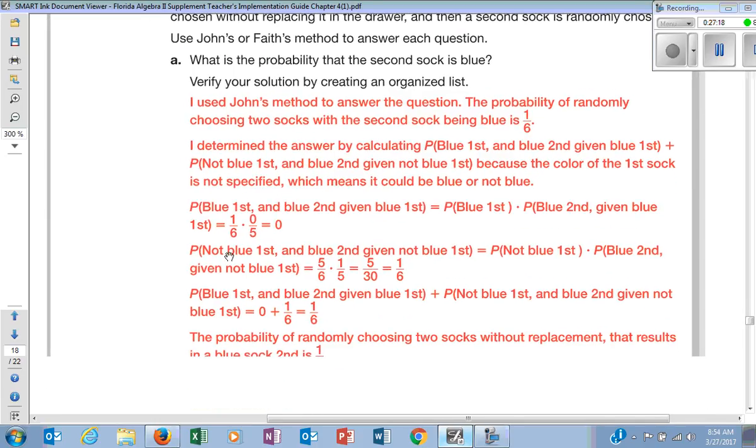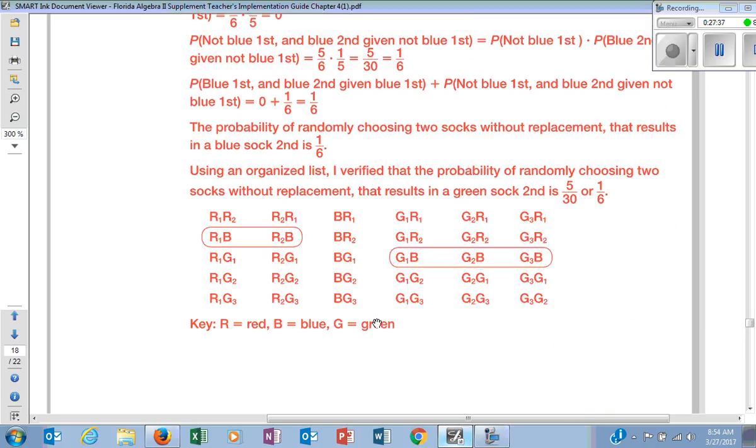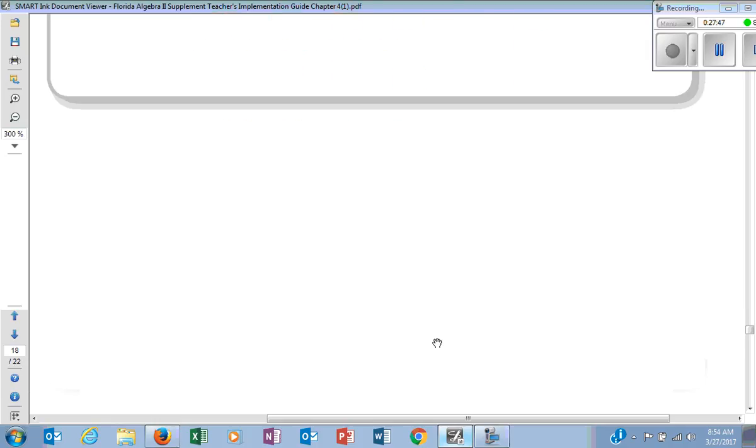So what's the chance of me pulling not a blue first? 5 out of 6. And then pulling a blue second? 1 out of 5, because I assume I pulled one of the other socks that's not blue, and there's now 5 socks. When I multiply that, I get 1/6. And then I add those two together, and 0 plus 1/6 is 1/6. You can check it with the organized list, and you still get 1, 2, 3, 4, 5, so 5 over 30, which reduces to 1/6. So again, you can do the organized list, and it still makes sense.